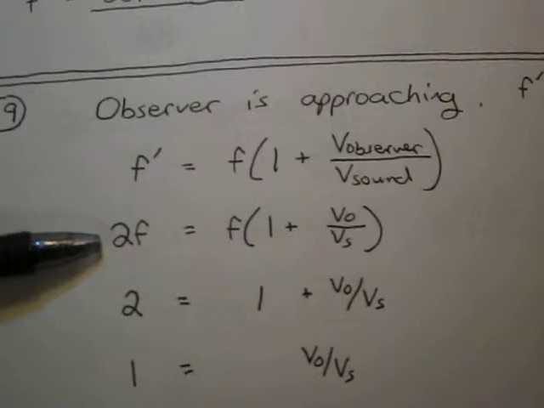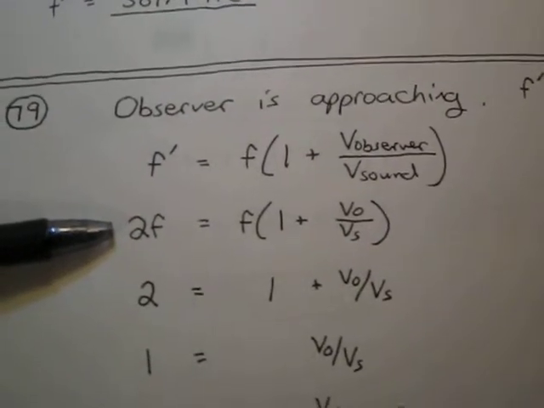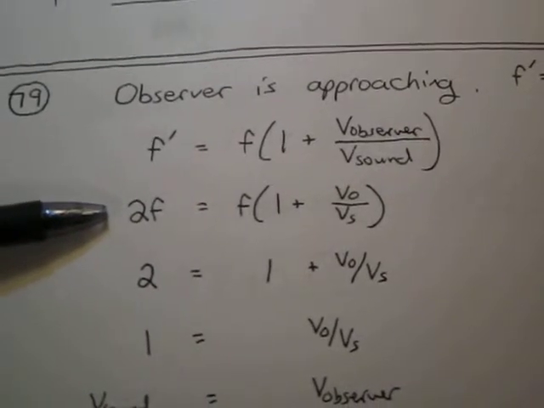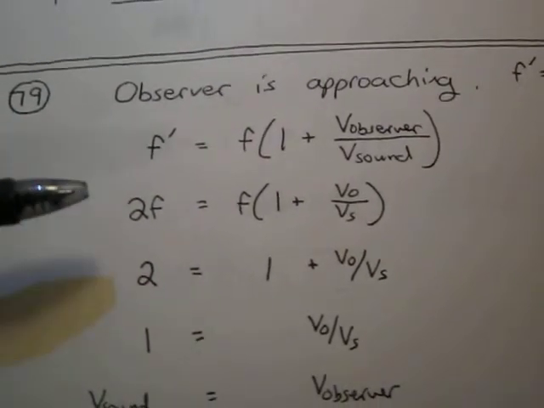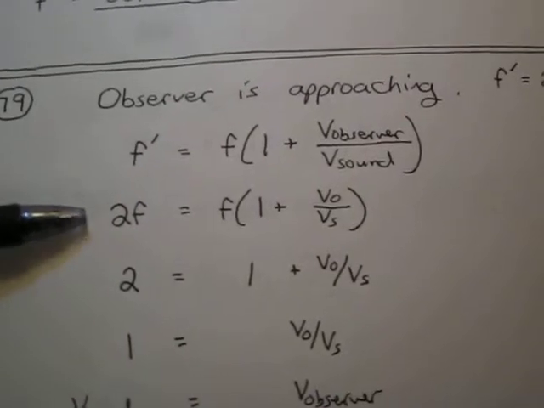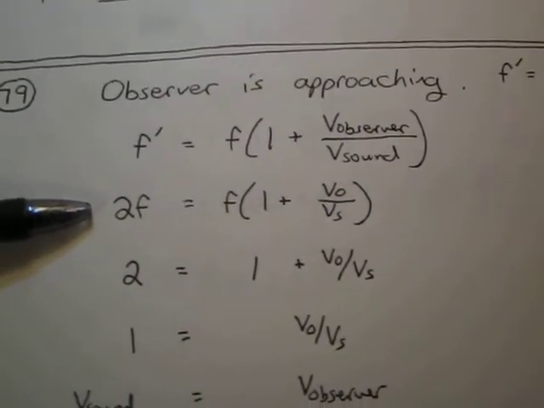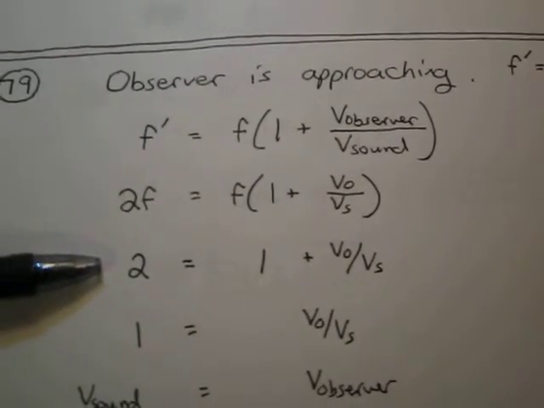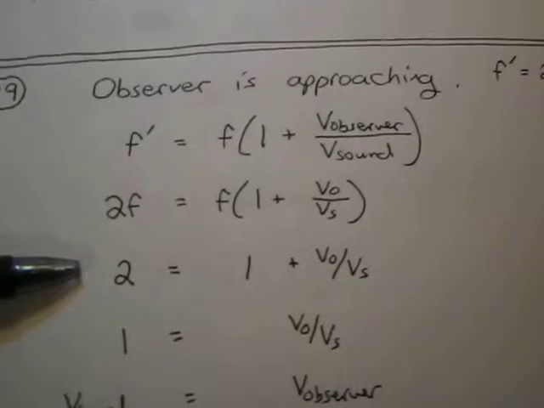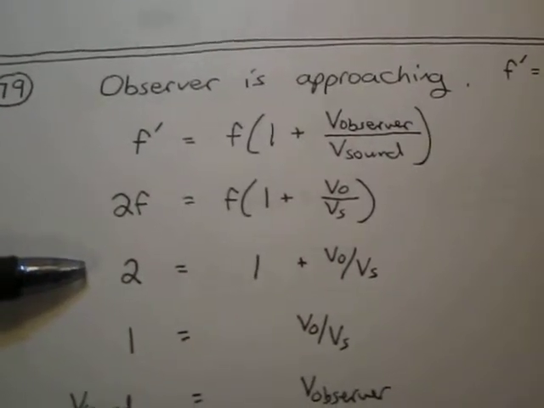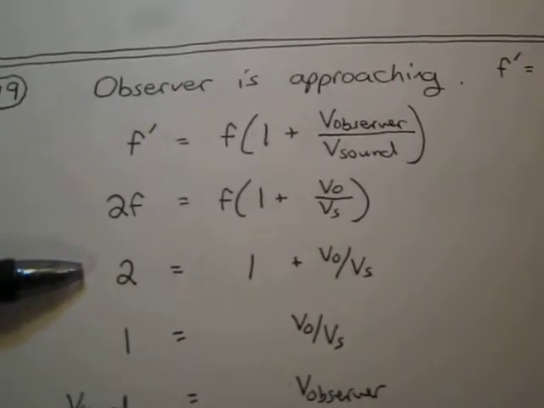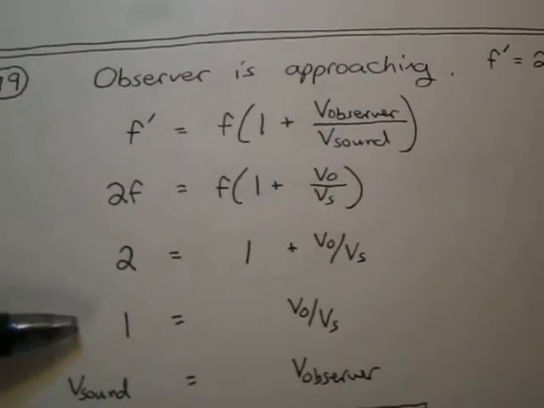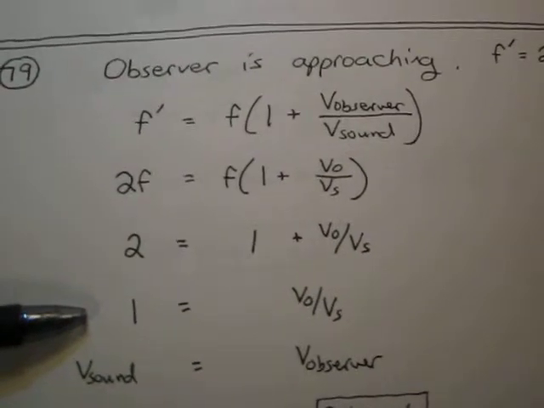So 2f equals f times 1 plus v of the observer over v of sound. Since f is a factor in both sides of the equation, we can divide both sides of the equation by f, leaving us just with 2 equals 1 plus vo over vs. It doesn't matter what the emitted frequency was. That exact number cancels out. Subtracting 1 from both sides of the equation gives us 1 equals vo over vs.